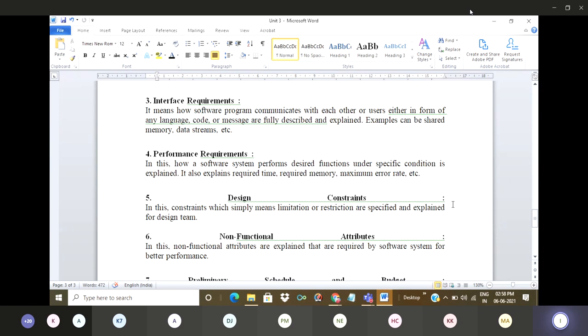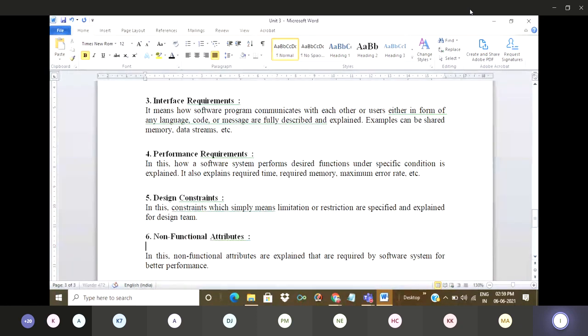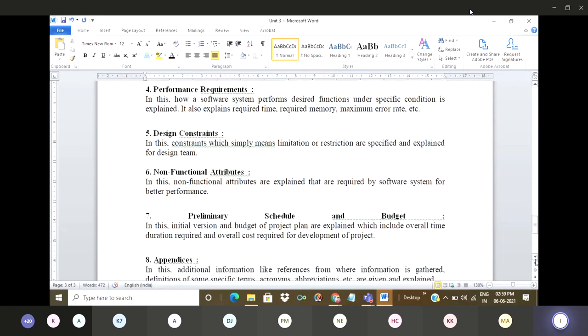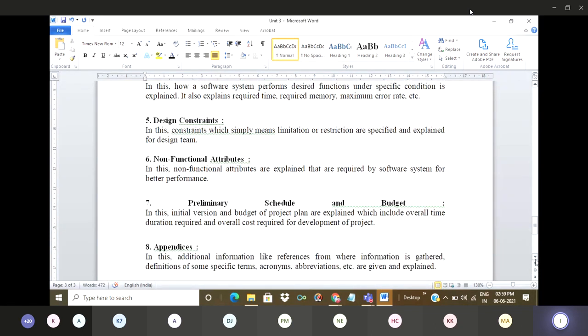Then the fifth one is design constraints, which simply means limitations or restrictions specified and explained for the design team. Design constraints are nothing but limitations or restrictions. Then non-functional attributes: here the attributes required by the software system for better performance are explained.